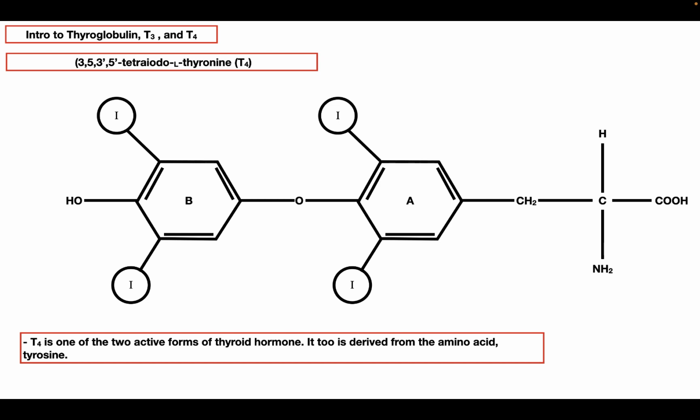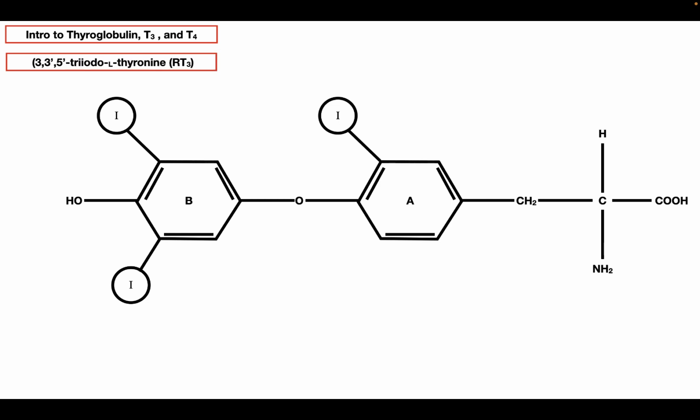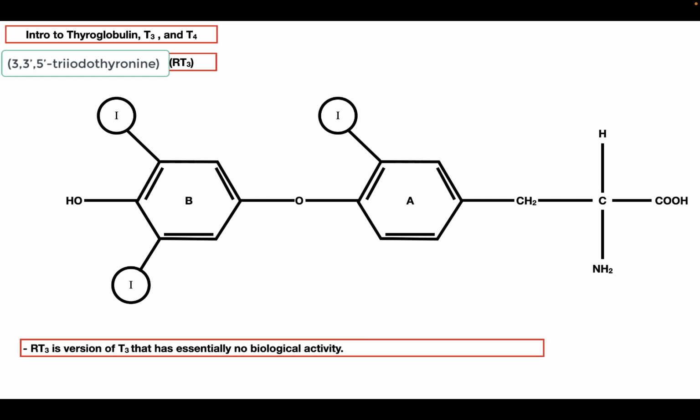Now, we also have an inactive version of thyroid hormone, and this is reverse T3. The reason why it's called reverse T3 is because instead of having one iodine on the B ring and two iodines on the A ring, we have it reversed. So in reverse T3, we have two iodines on the B ring and one iodine on the A ring. Reverse T3 has essentially no biological activity, and it's basically the inactive version of T3.